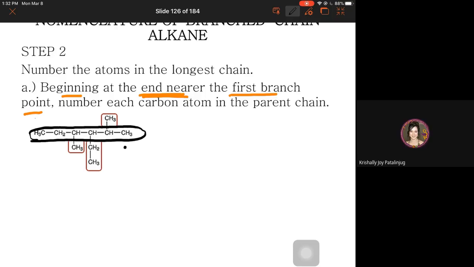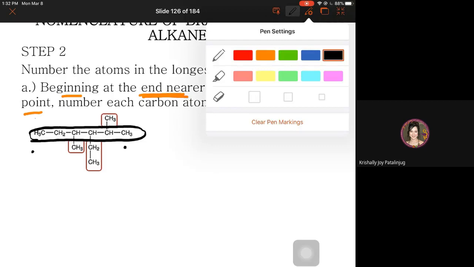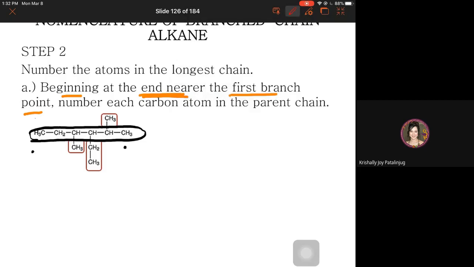Okay, very good. On the right, yan yung magiging carbon 1. So when you assign number, simply write 1 sa carbon atom ha, 2, 3, 4, 5, and 6. So that is how to assign number of carbon atoms in the parent carbon chain. Okay? So assignan lang nimo siya below or above the carbon atom, lagyan mo ng numbers.